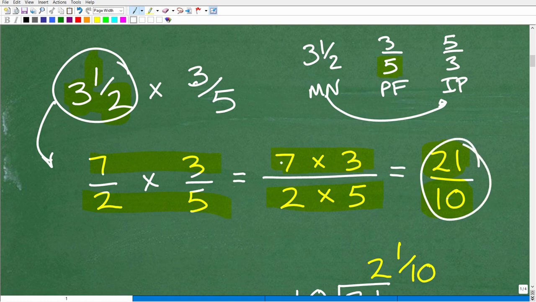So 2 can't go into 3, 5 can't go into 7. All these numbers here are prime, so this answer is fully simplified. Now, one thing that we just did here is we took a mixed number and we wrote it as an improper fraction.